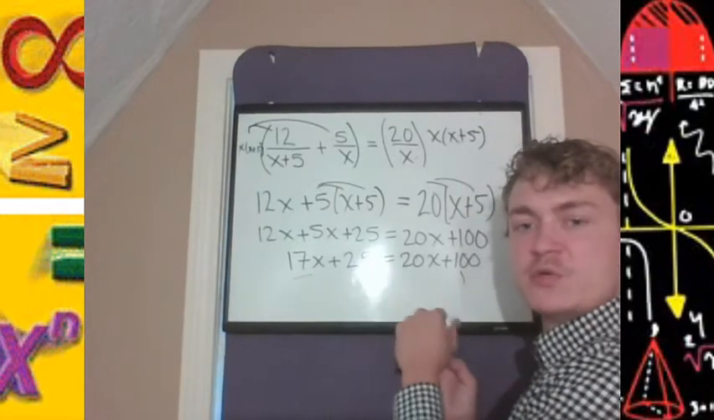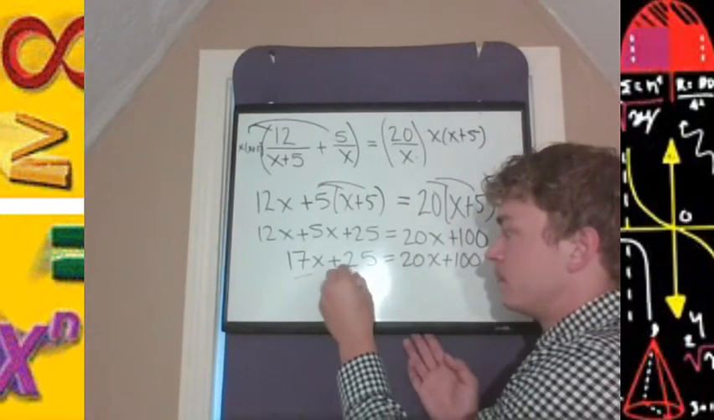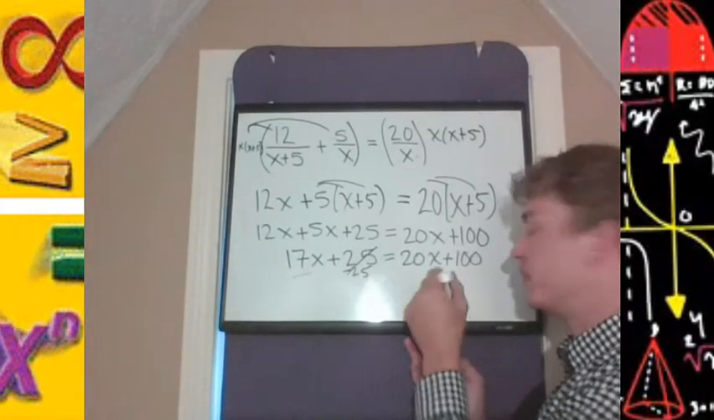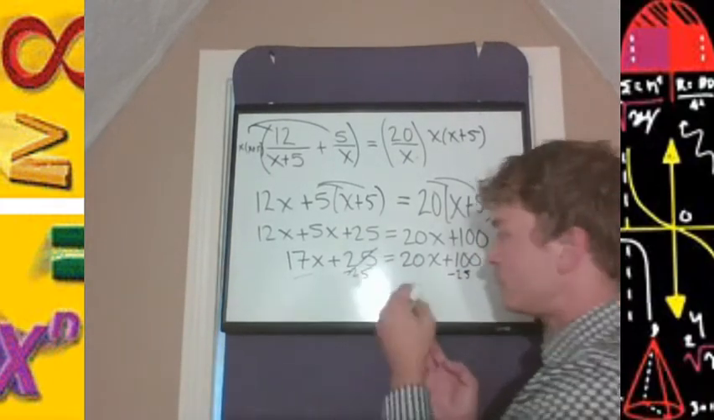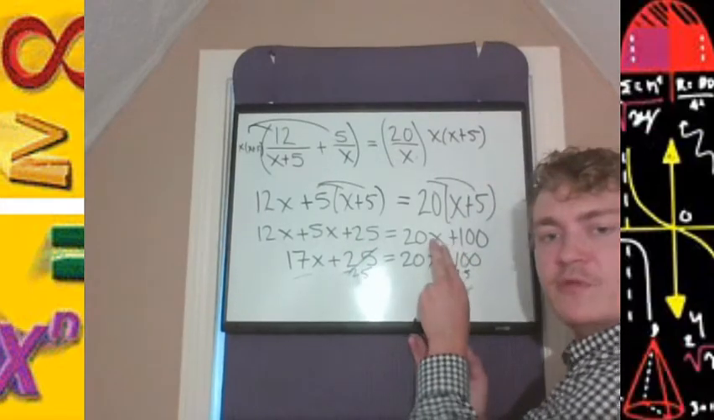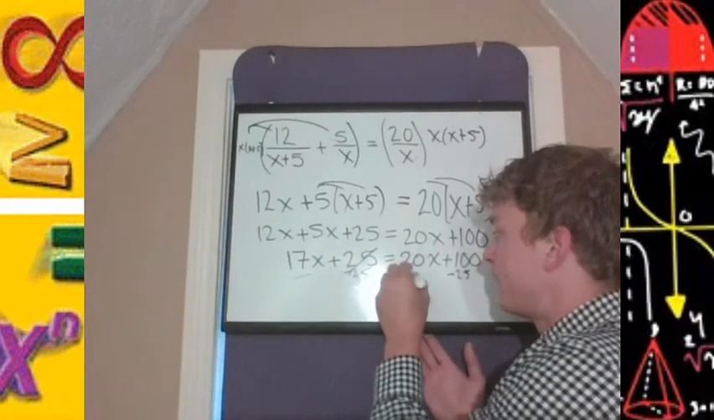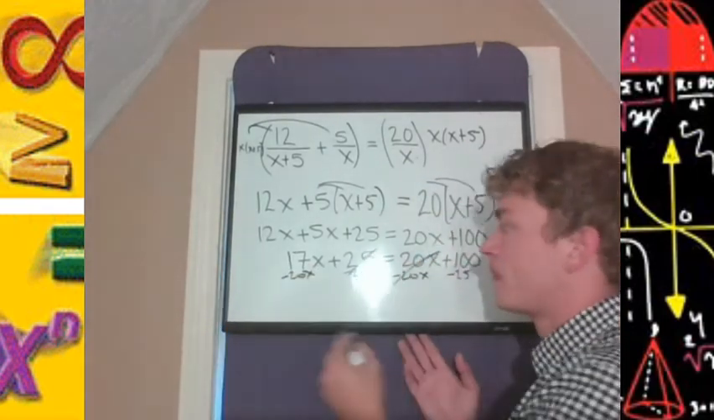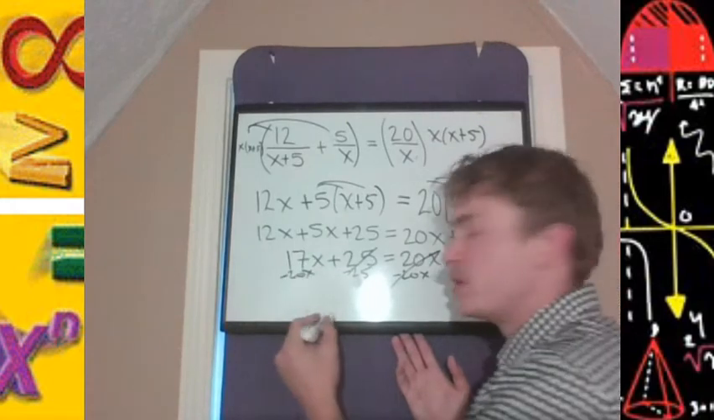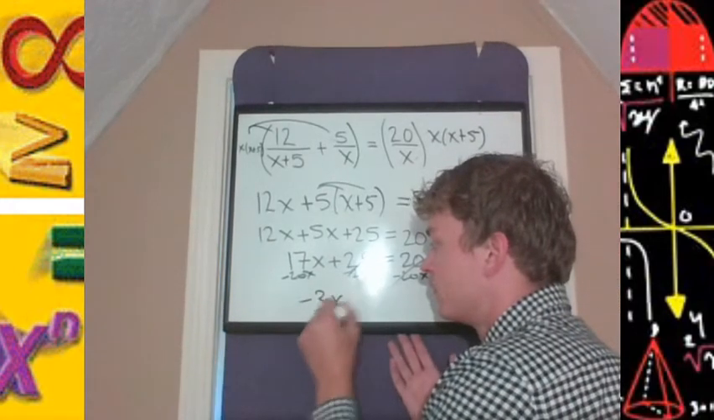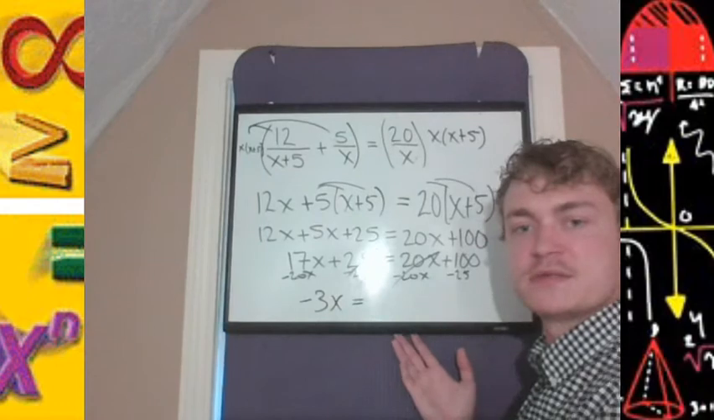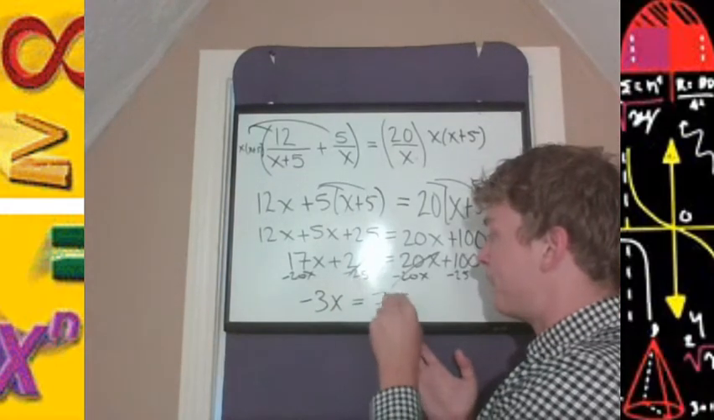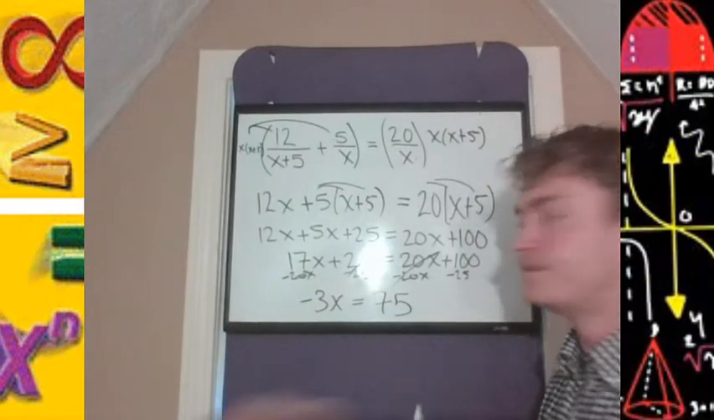Let's start by subtracting 25 on each side. Where do I subtract 25? From the real number 100. If I'm going to move the constant over here, I need to move the variable over here. So I subtract 20x. On the left-hand side, 17 minus 20 gives us minus 3x. On the right-hand side, 100 minus 25 is 75.